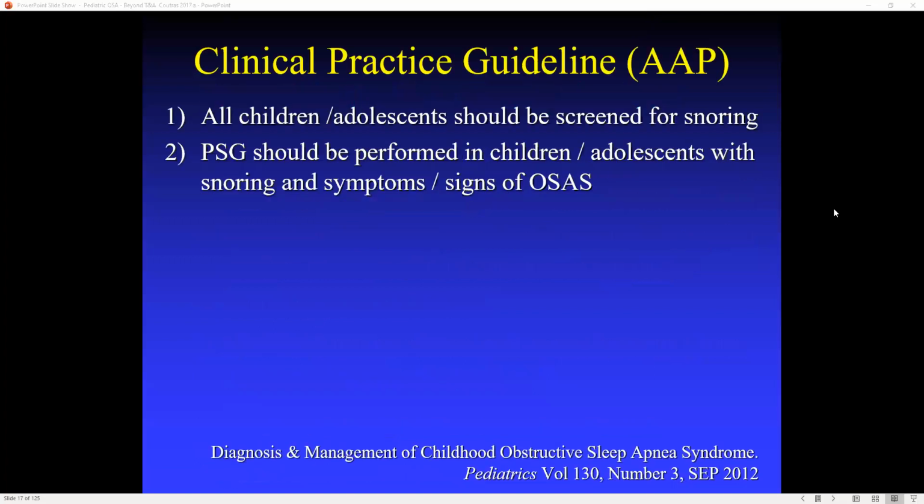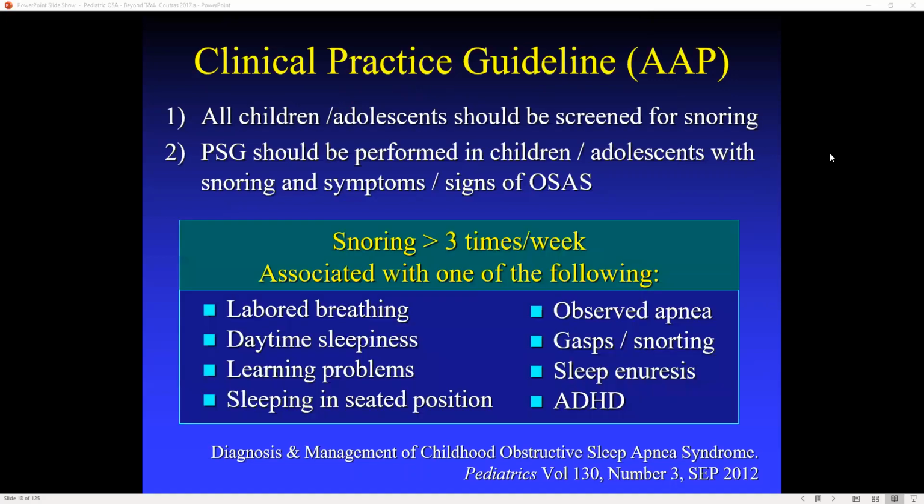So, clinical practice guidelines from the American Academy of Pediatrics. All children and adolescents should be screened for snoring. So he asked the question. And then PSG, or polysomnogram, is performed in those kids who have both snoring and symptoms or signs of obstructive sleep apnea. And again, we can talk about learning difficulties and behavioral problems as one of the signs.